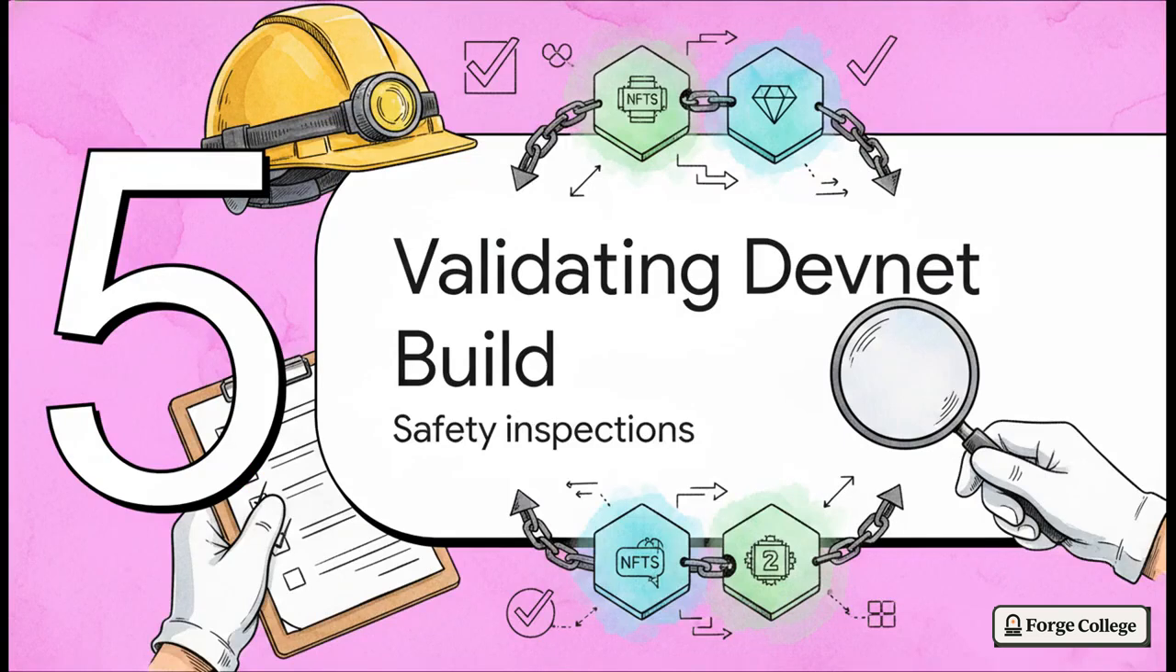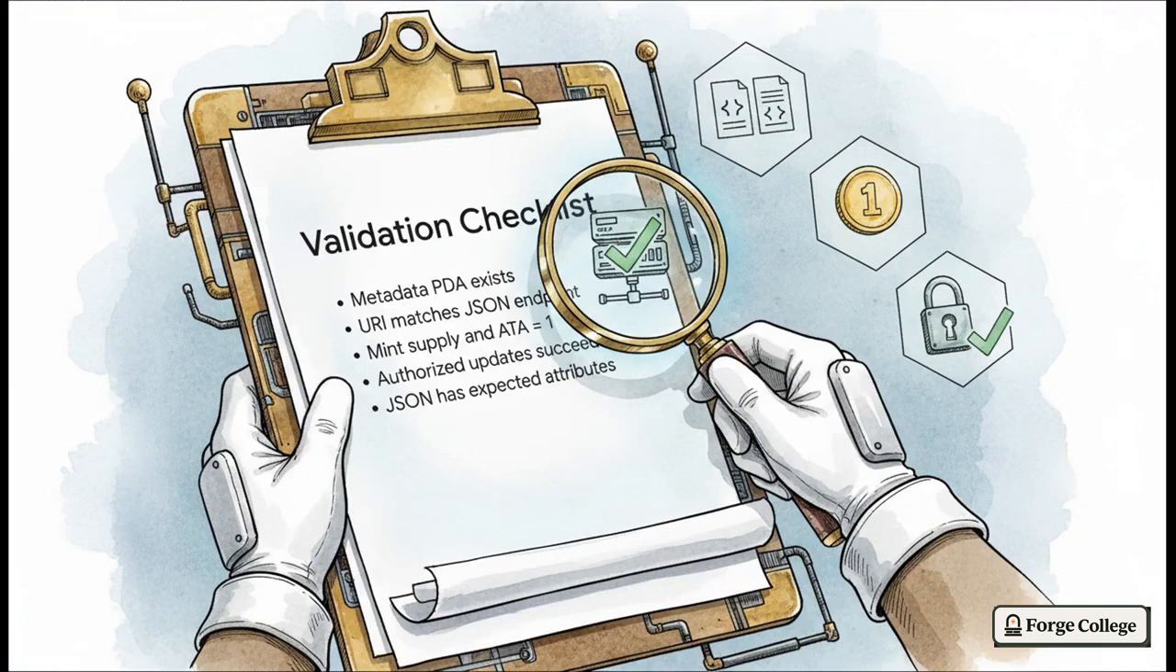Okay, let's move into Section 5, Validating your DevNet build. It is officially time to put on our hard hats, grab our clipboards, and act as safety inspectors for your DevNet build. Writing the code is only half the battle, right? Validating that it actually worked on-chain is where you truly level up as an engineer. You'll want to run down this exact pass and fail checklist to guarantee your blueprint actually executes correctly on the test network. First up, does the metadata PDA actually exist and decode properly?